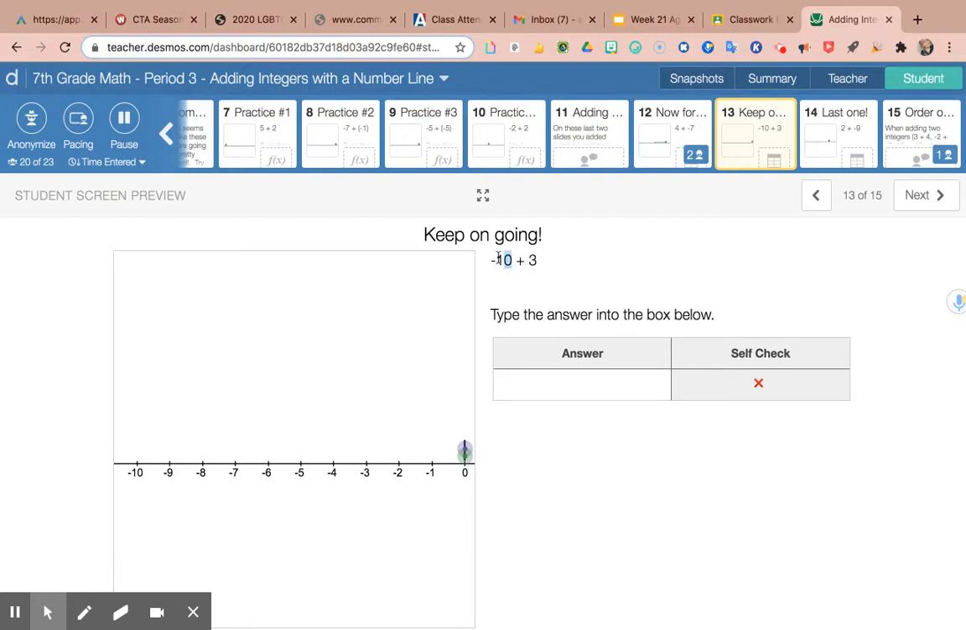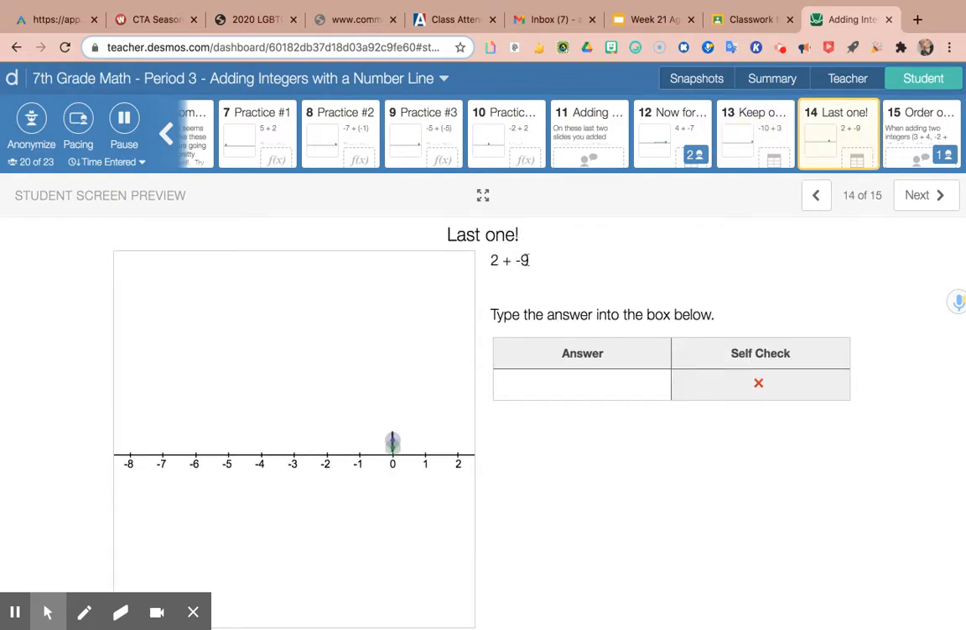For number 13, -10 has a bigger length than 3. It's longer than 3, not bigger. -10 is smaller, but it's a longer arrow, longer length, longer absolute value. So your answer will be negative. For this one, again, -9 was bigger, so your answer will be negative. If the positive number was longer in distance, then it would be positive. So when I say keep the sign of the bigger number, I mean the bigger absolute value, the longer arrow, not the bigger number, because 2 is bigger.